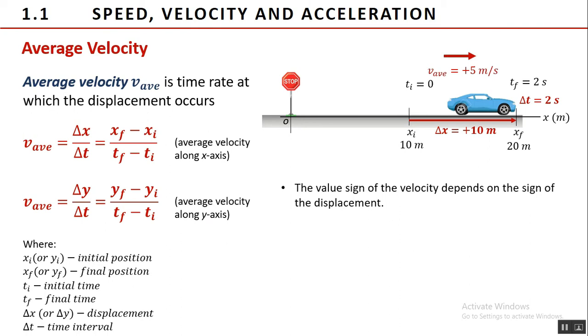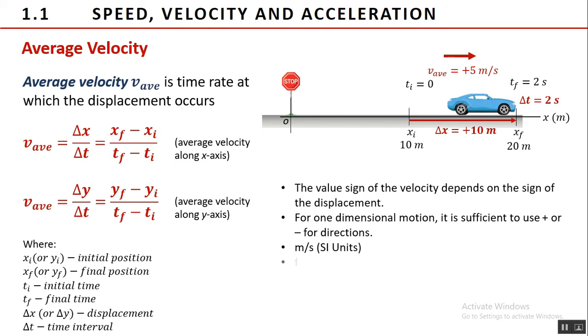The sign of the velocity depends on the sign of the displacement. Although displacement can be a positive value or a negative value, time interval is always a positive value. Furthermore, the direction of the velocity is the same as the direction of the displacement. For one-dimensional motion, it is sufficient to use positive or negative for directions. The SI unit of velocity is meter per second, but customary units such as feet per second, centimeter per second, kilometer per hour and others may be used.